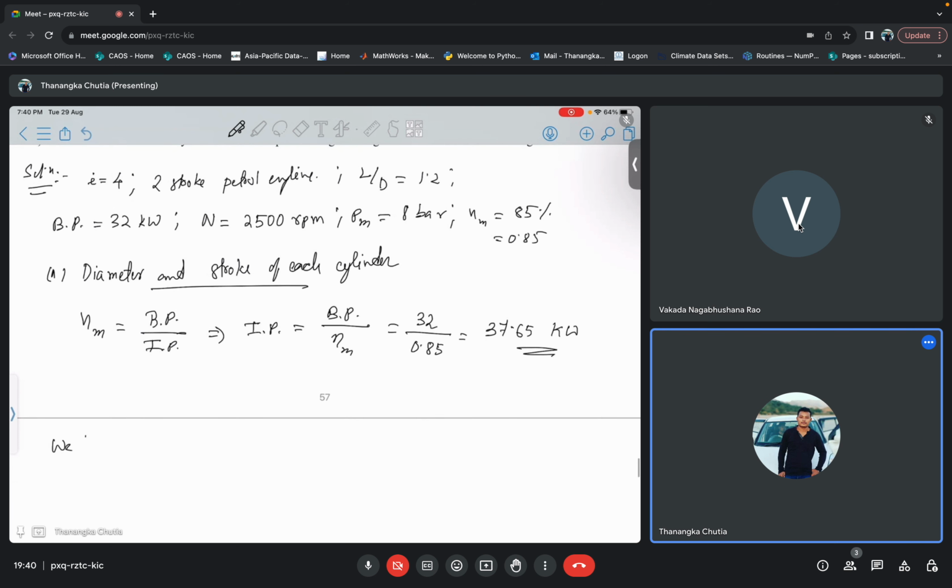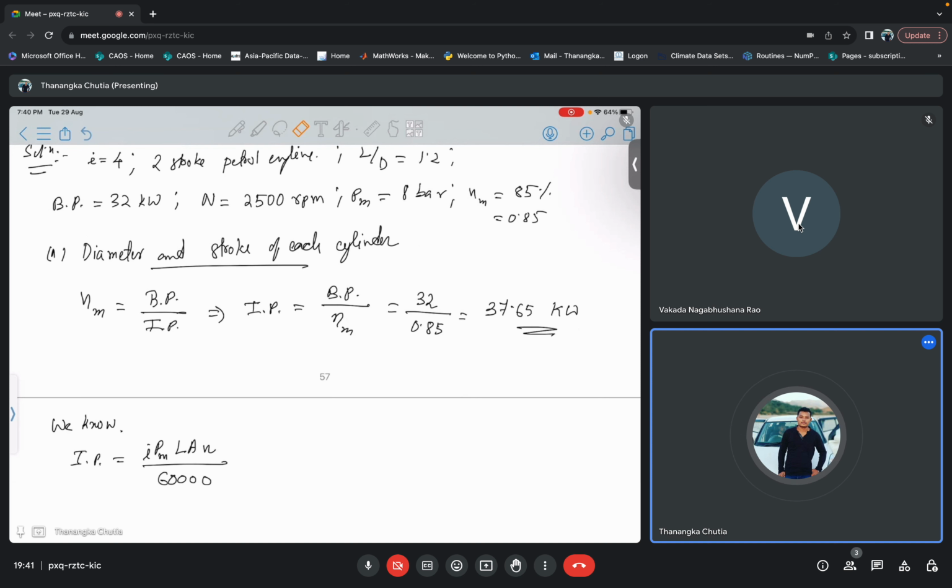So we know indicated power is equals to what? I PM L A N divided by 60,000. Now what is N here? Here N will be equal to N because it's a 2-stroke engine, so nothing will be changed here. Here N is equals to N since 2-stroke. So in 4-stroke, its N is equals to N by 2.